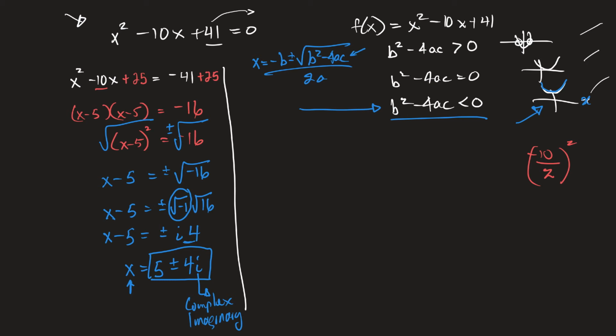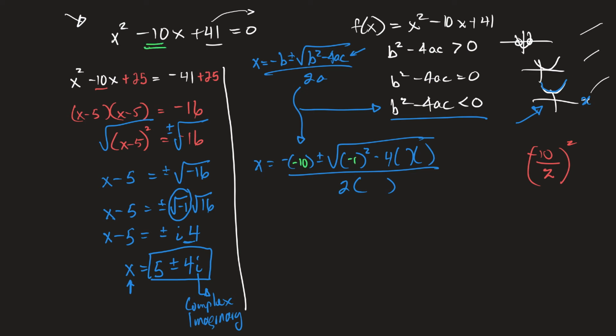Now, if you were to use the quadratic formula, I should get the exact same answer. Let's try it. So negative b plus or minus the square root of b squared minus 4 times a times c, all over 2 times a. Okay, so b is right here, negative 10. A is a 1, and c is 41. And then a at the bottom again is a 1.